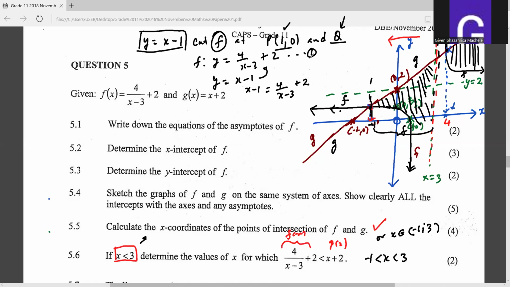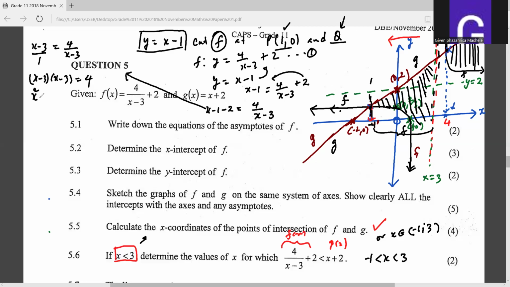We need to solve for x. We can now transpose 2 to the left-hand side. So this will be x minus 1 minus 2 equals 4 over x minus 3. Let's simplify this. This will be x minus 3 equals 4 over x minus 3. That's over 1. Then we cross multiply, we'll have x minus 3 into x minus 3 equals 4. Let's expand. X squared minus 3x minus 3x, which is minus 6x plus 9 equals 4.